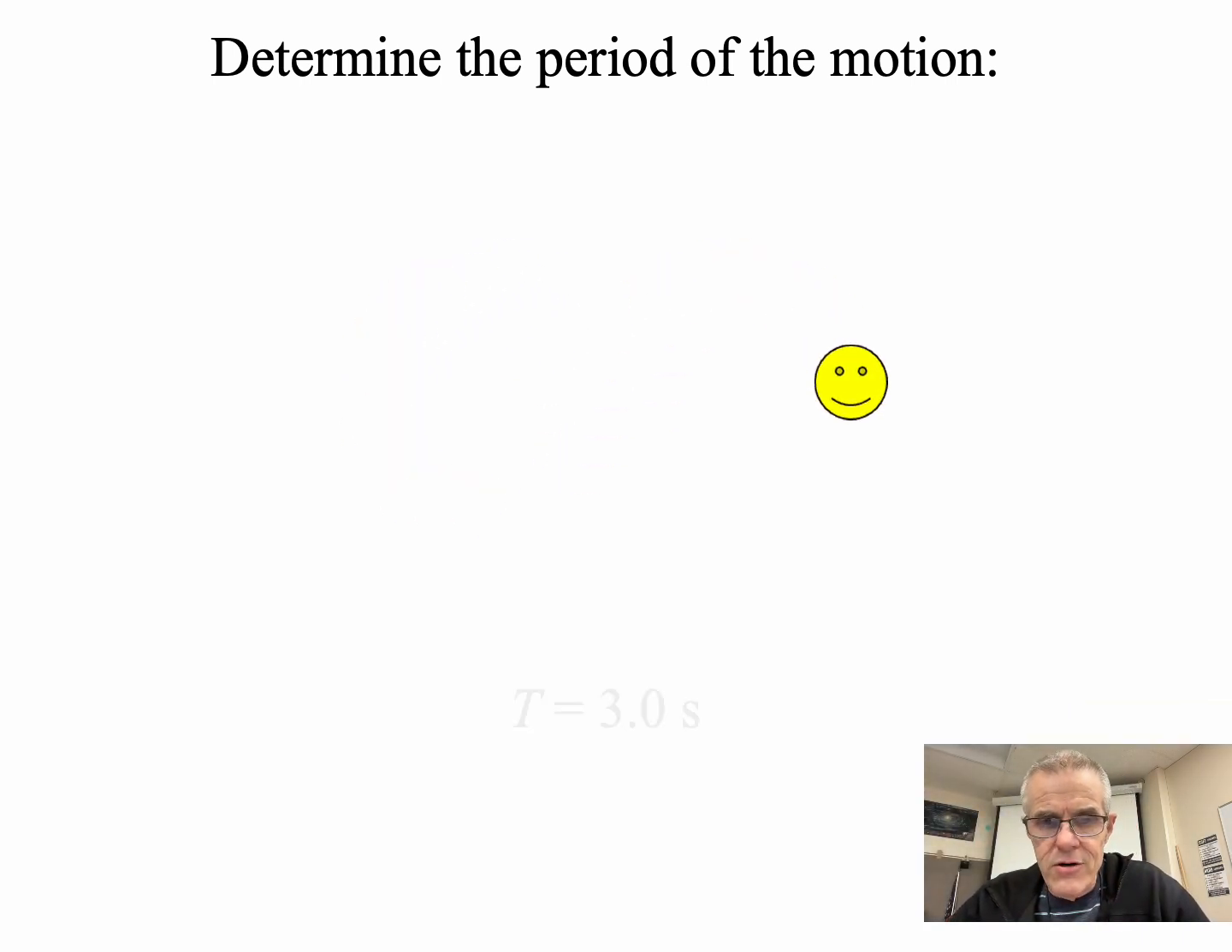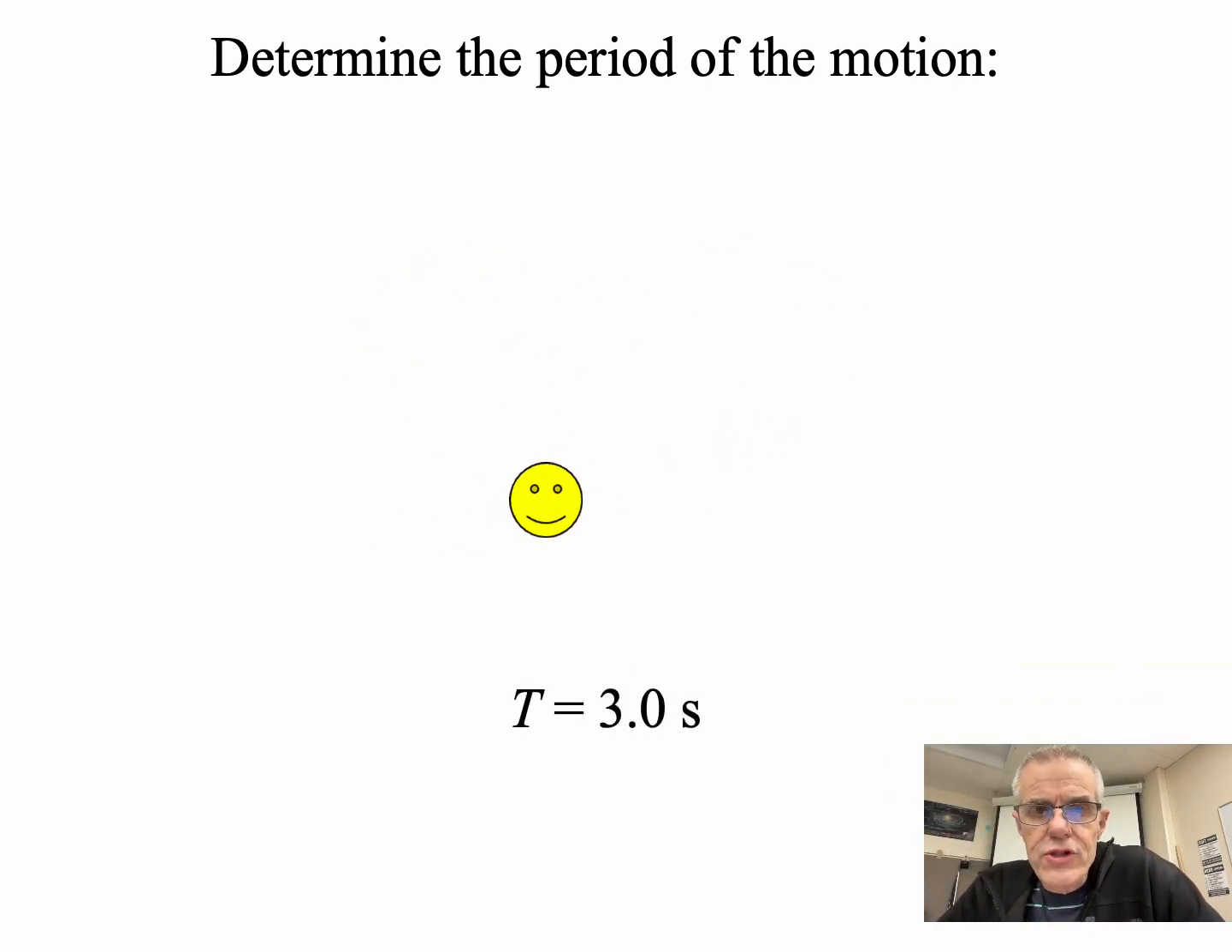It doesn't matter where you start as long as you wait for one complete cycle. So I didn't time this perfectly. Of course, nobody can really do that with a stopwatch, but I was very close to the time that it's taking, which should be right at 3 seconds, which is what it's programmed to do. Let's look at another example.